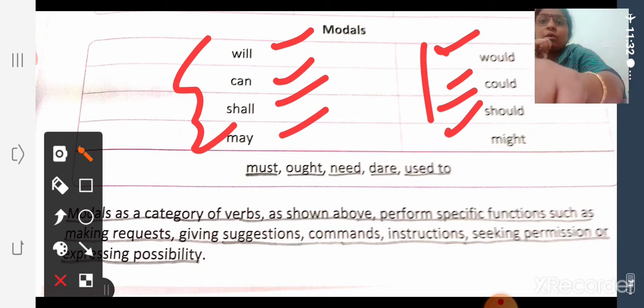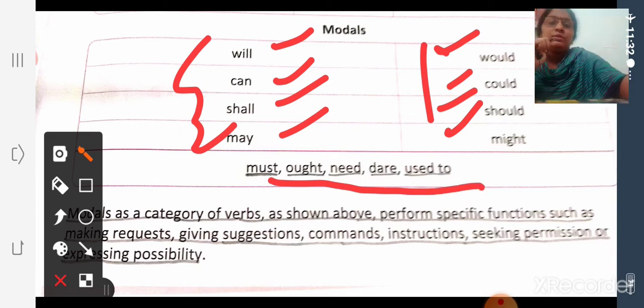Then must, ought, need, dare, used to. These are also modal auxiliaries that we will study later. Why do we use these modal auxiliaries? If we want to make a request, give suggestions, commands, instructions, seek permission, or express possibility, we have to use these modal auxiliaries.